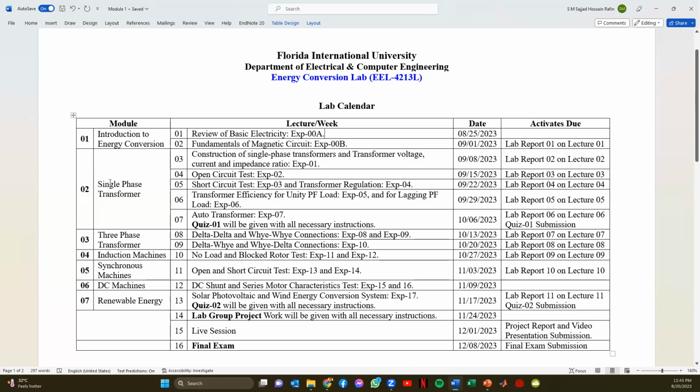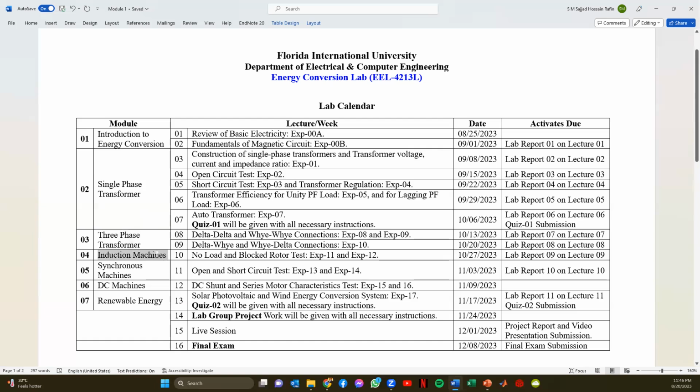That will be module 2, which is single phase transformer. On the third week we'll cover experiment number 1. In module 2, we will have 5 lectures. After that, we'll have module 3, which is 3-phase transformer.